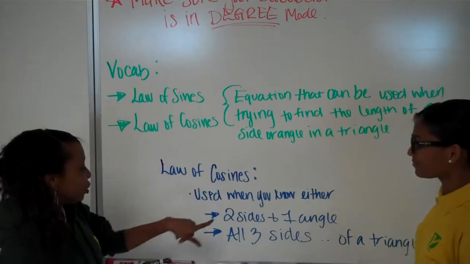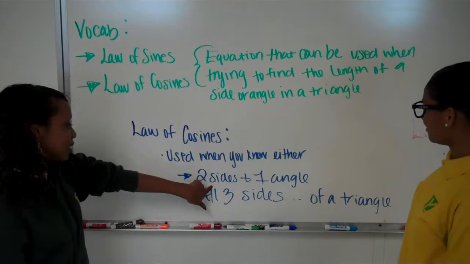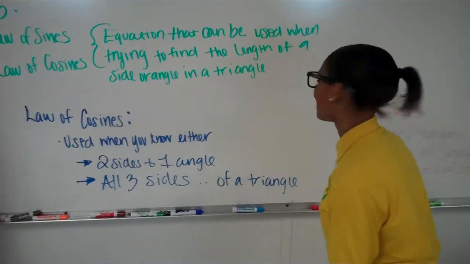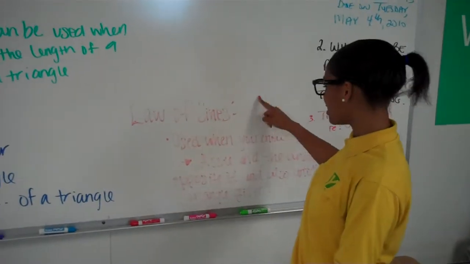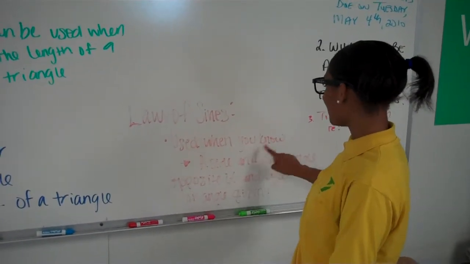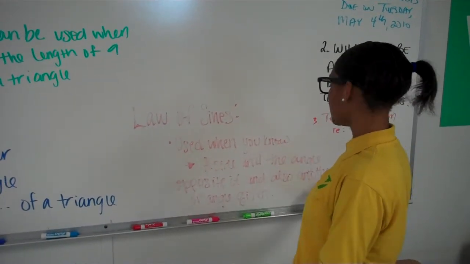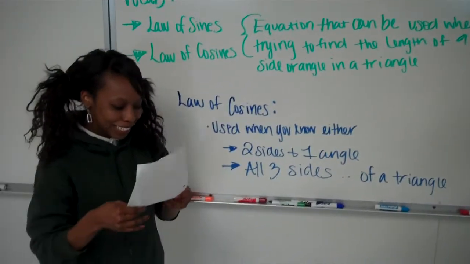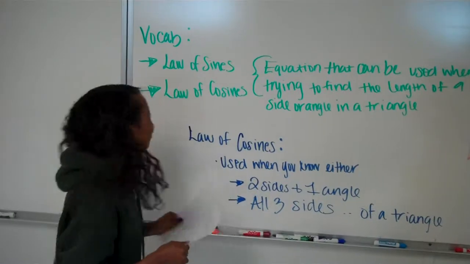The law of cosines is used when you know either two sides and one angle or all three sides of a triangle. And the law of sines is used when you know a side and the angle opposite it and also another side or an angle given. It's complicated. So, we're going to start off with the law of cosines.